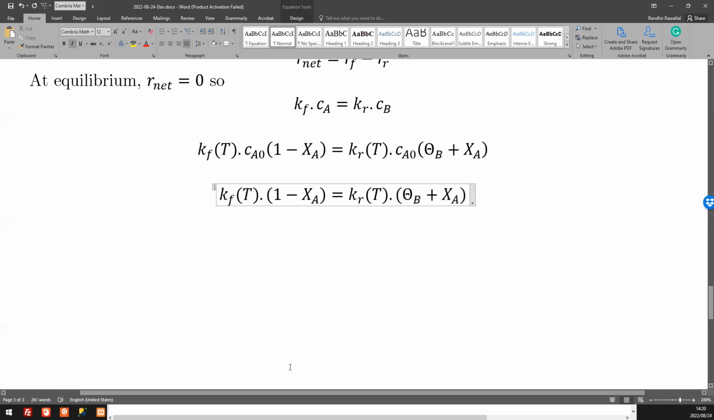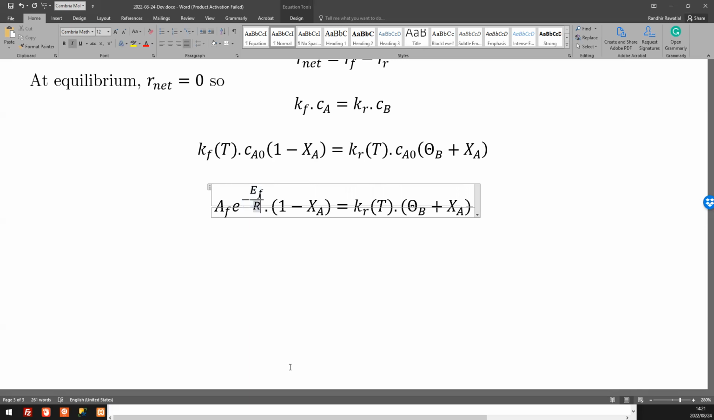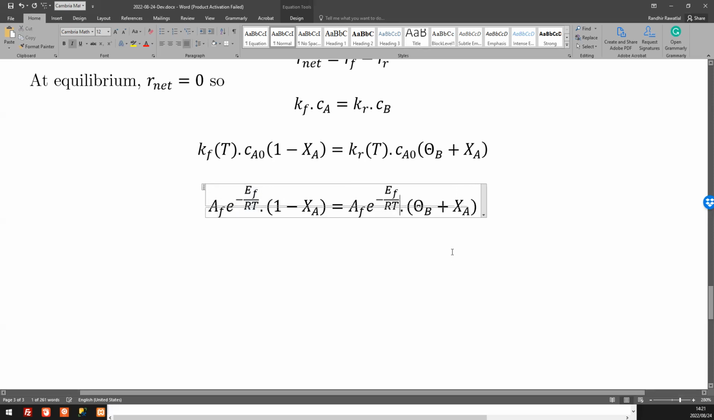So this Arrhenius, we can rewrite as the pre-exponential factor, and we have to be specific that it's for the forward reaction. So AF, and then e raised to the power minus EF over RT. So that's your rate constant for the forward reaction, and then for the reverse reaction, it will be the same thing, but with R's instead, right? So that's it.